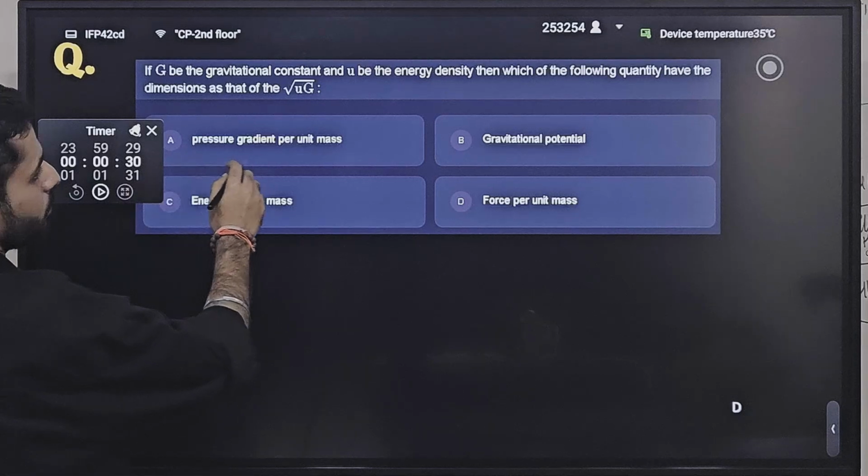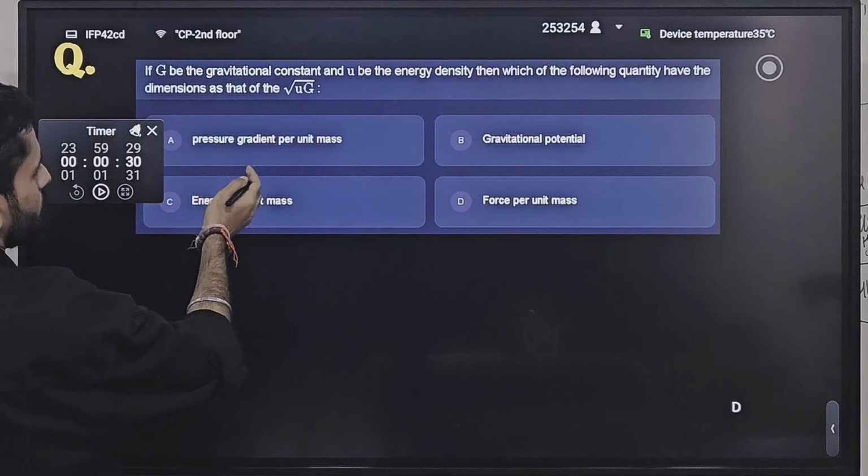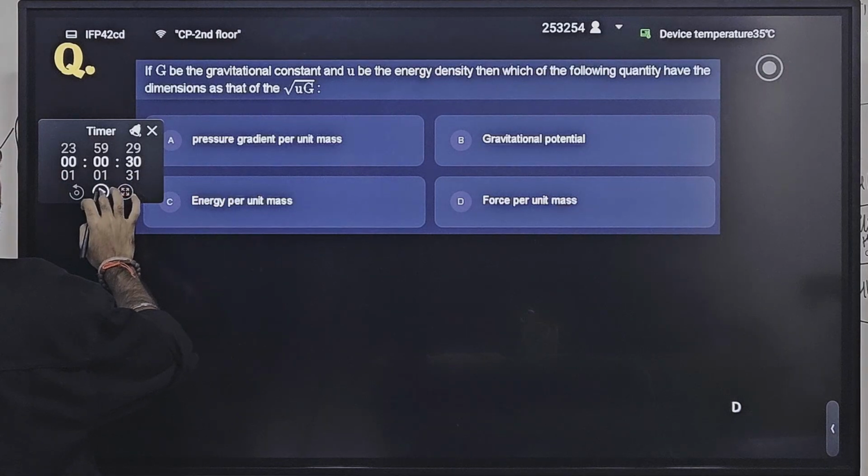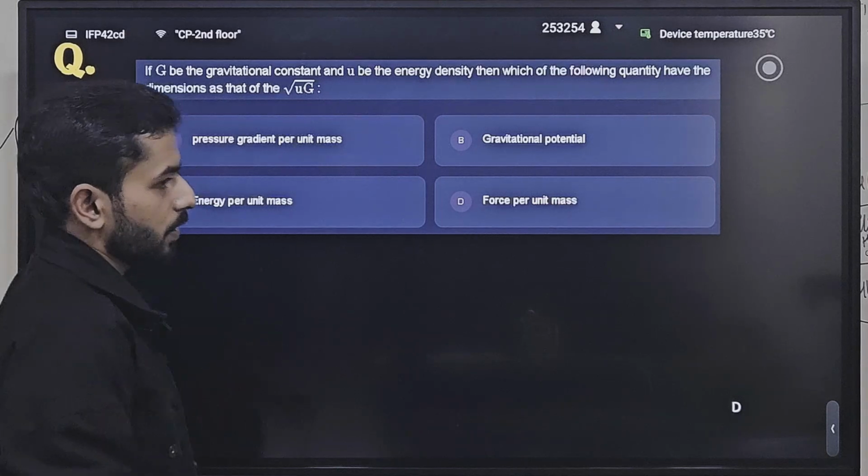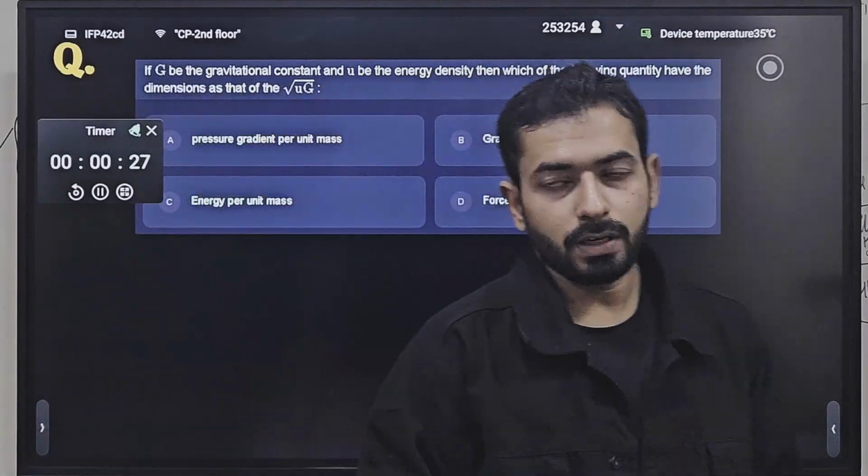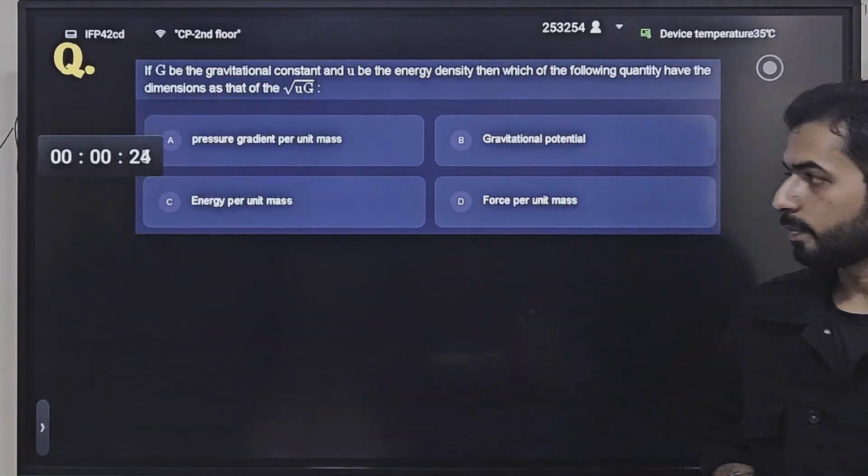Solve the next one. Again, an easy question. G is a very important dimension. That's why I asked you to remember the dimension.